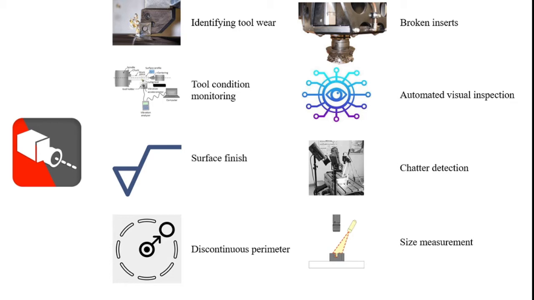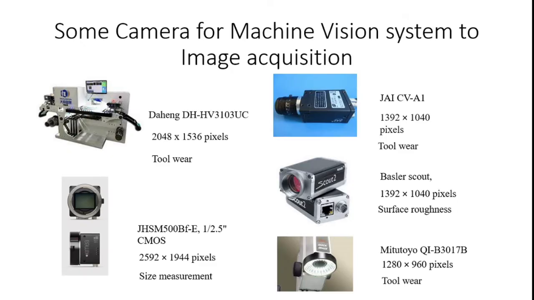Chatter means the vibration details of machinery, which we can also measure, and the size measurement, such as the size of the hole and the size of the component. Likewise, we can get the geometrical data from a machine vision system. How? Let's see. Some cameras for machine vision systems are used for image acquisition and image capturing. Previous researchers are utilizing different cameras for capturing images of industrial products. Likewise, Daheng THHP3 103 UC.